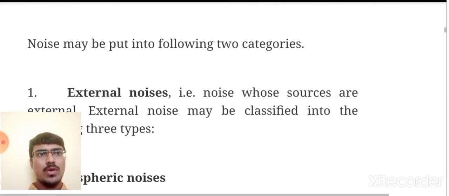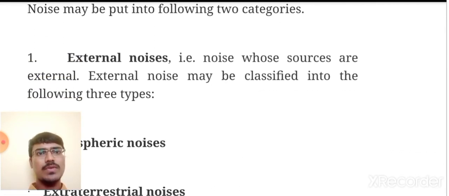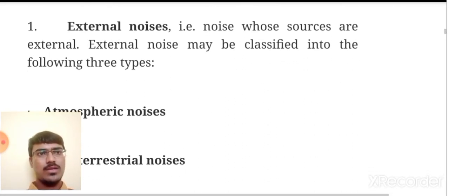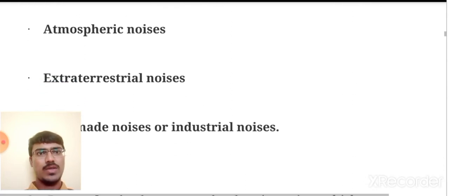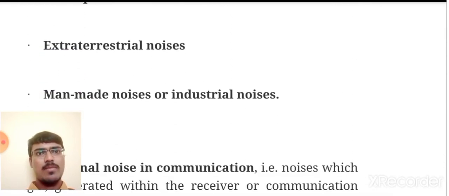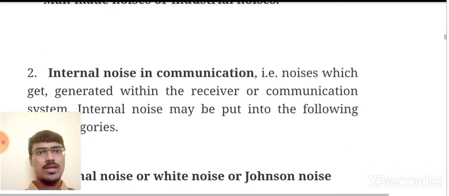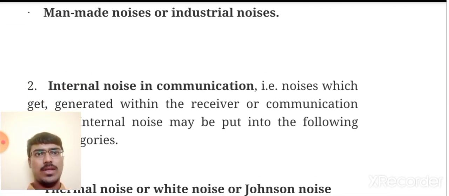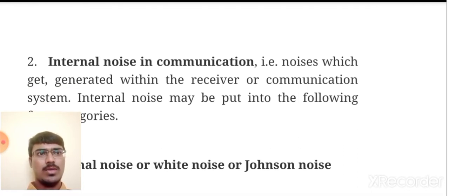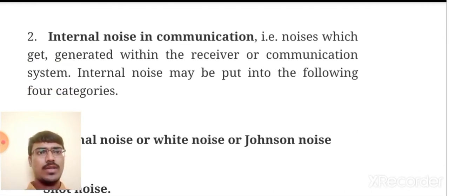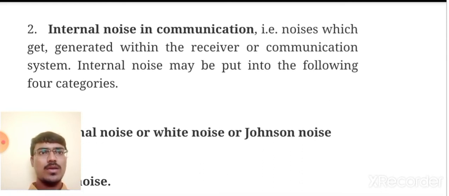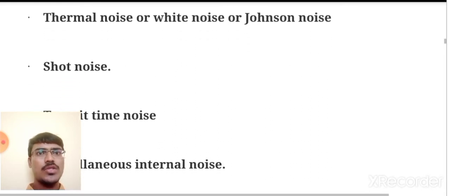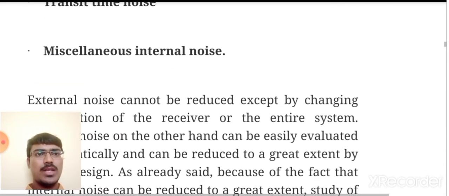Noise may be put into the following two categories. First one, external noise, that is noise whose sources are external. External noise may be classified into three types: atmospheric noise, extraterrestrial noise, and man-made noise or industrial noise. The other classification of noise is internal noise in the communication, that is, noises which get generated within the receiver or communication system. Internal noise may be put into the following four categories: thermal noise or white noise or Johnson noise, shot noise, transit time noise, and miscellaneous internal noise.